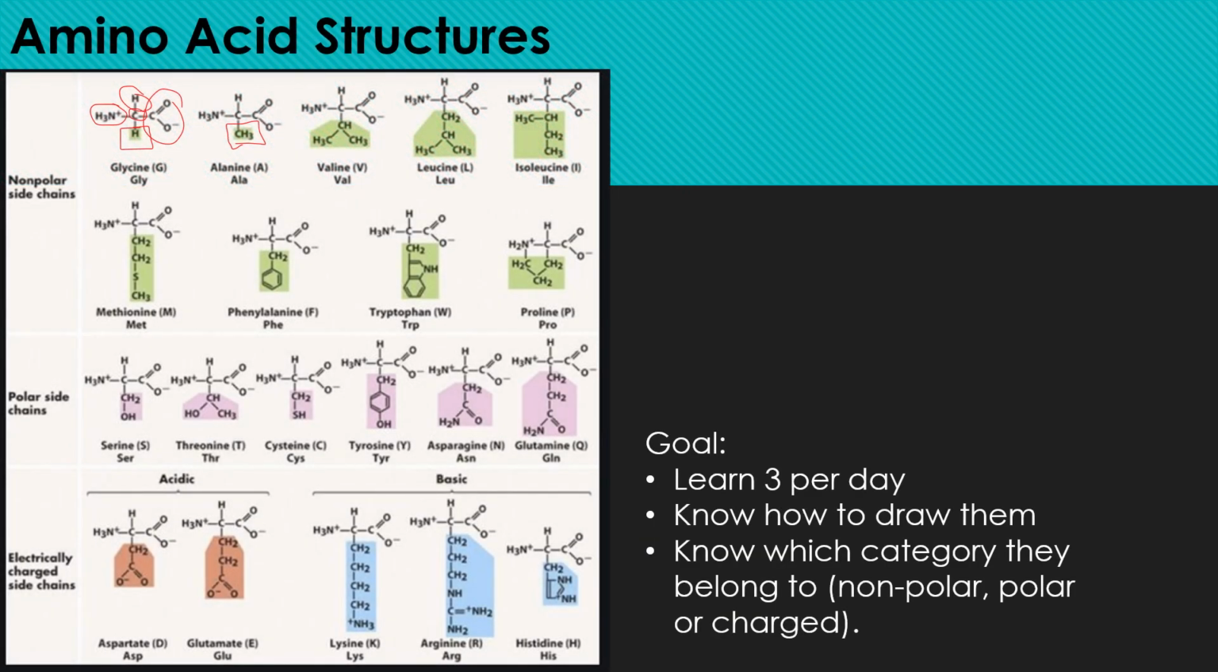Okay, by the time that you take your first exam, you're going to have all of these amino acid structures memorized. So what I recommend is that you learn 3 per day. You have to know how to draw them and know which category they belong to. For example, are they nonpolar, polar, or charged? You have to know these by heart. So I recommend that you first learn the backbone, which is what every amino acid structure has, which is this amino group, the carboxyl group, the hydrogen group. And then whatever is in green or purple or orange, that's the R group. And that's what you really have to have memorized for each of these amino acids, as well as the categories.